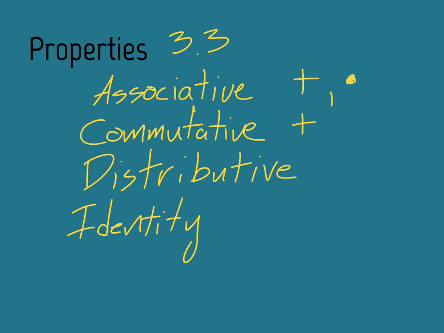So you can have associative addition and multiplication, commutative property, addition and multiplication. Distributive is its own little thing, and identity you can have addition and multiplication also. So we're going to go through this. I'm going to be upfront and honest with you. This is one of those lessons where you need to listen to the entire video, and you need to participate in every one of the activities.